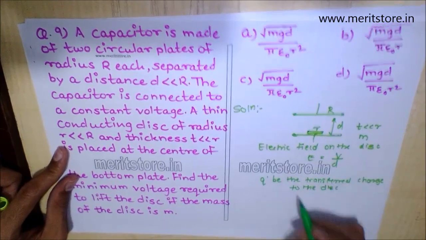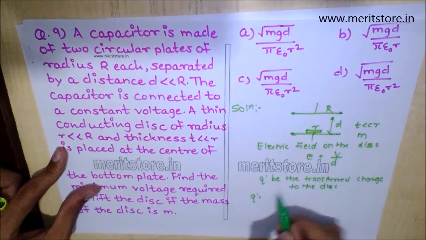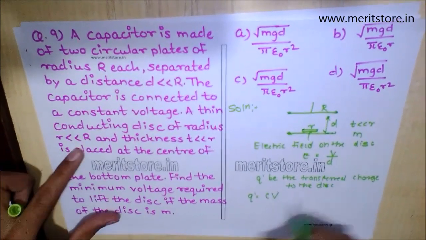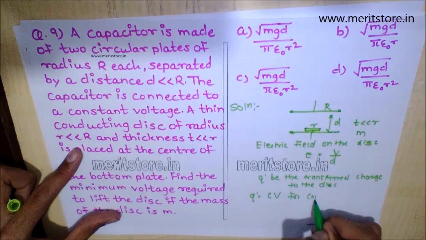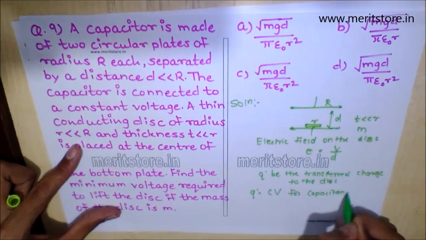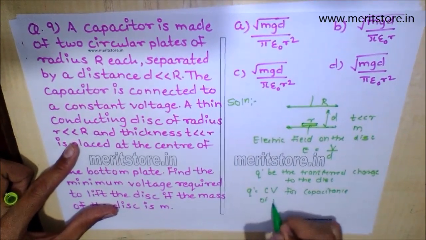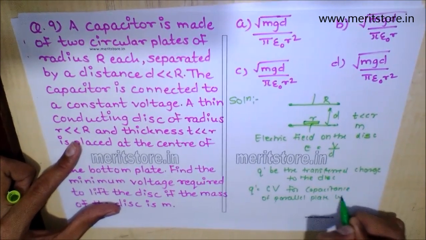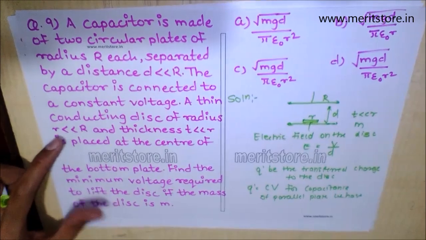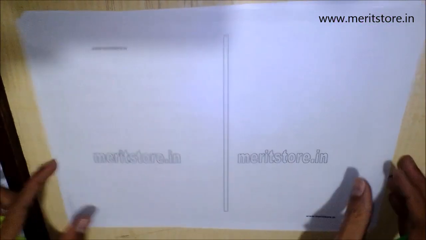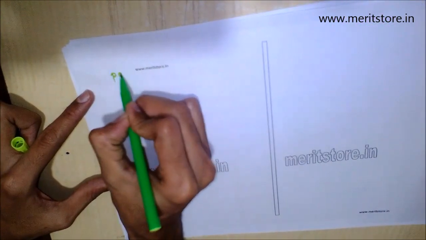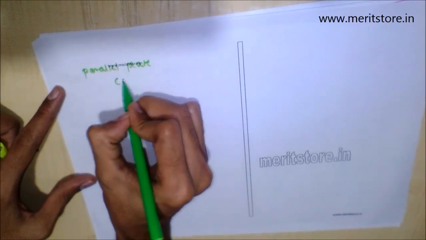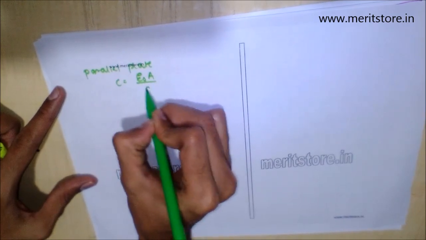So the total charge transferred on the disk Q prime will be equal to capacitance times voltage. For the capacitance of a parallel plate, we have the formula C equals epsilon naught A upon D.